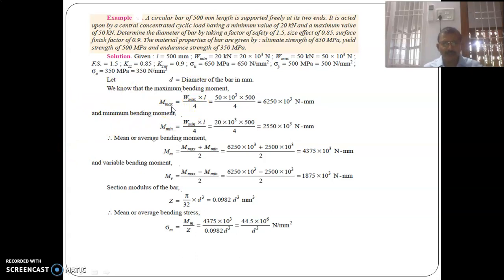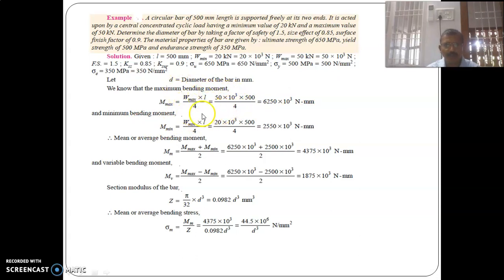Now for the maximum bending moment, we have to write the bending equation. For a simply supported beam with load W, the maximum bending moment is W into L by 4, because it is a central concentrated cyclic load. So W L by 2 into L by 2, which is W L by 4. We have already studied this in SOM.